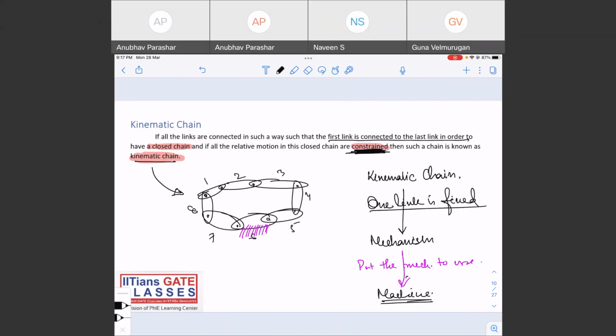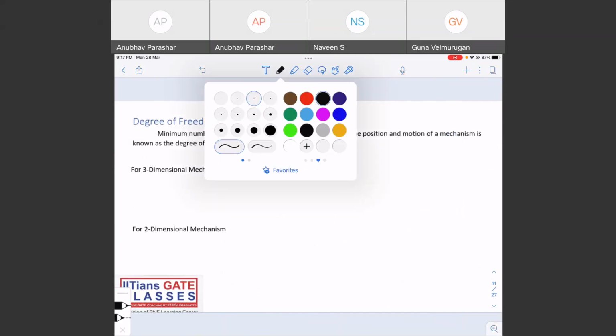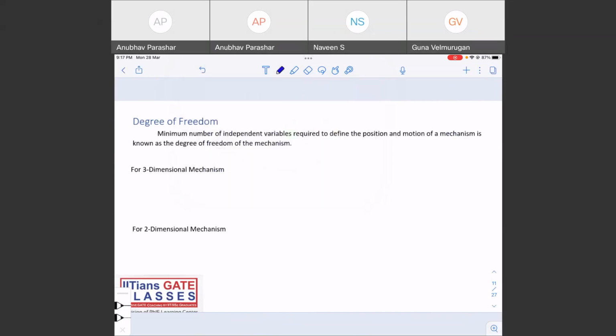So a kinematic chain, you fix one link, you'll obtain a mechanism, you put the mechanism to use, you'll get a machine. Now, a very important point to see in a mechanism, how to use a mechanism, is finding the degree of freedom. So what is the degree of freedom? It is the minimum number of independent variables required to determine the position and motion of a mechanism.